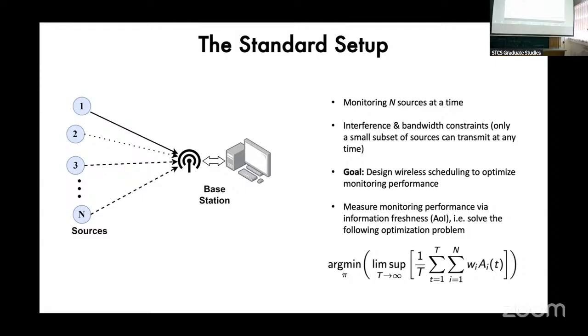I say only a small subset of sources can transmit at any given time. In most easy versions of the problem, we will say one source can transmit at a time. You need to pick the best source in each time slot and design an infinite horizon scheduling policy. So that's correct. Yes. But the information of the sources is not stochastic.